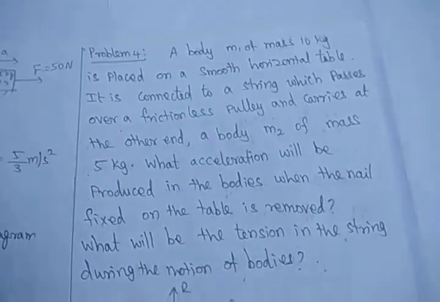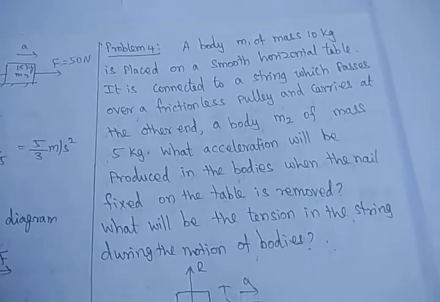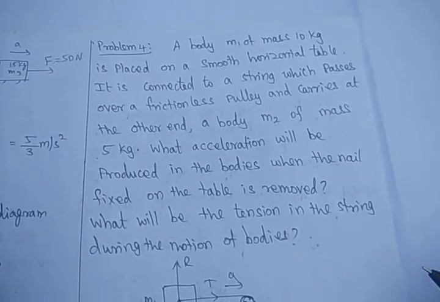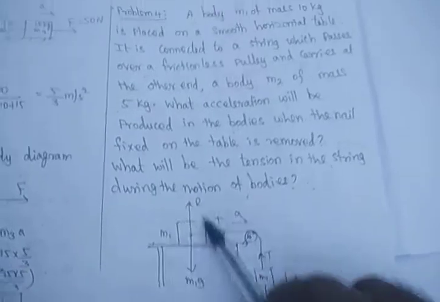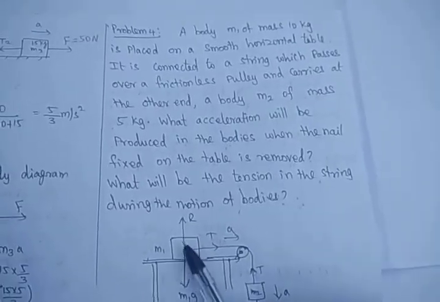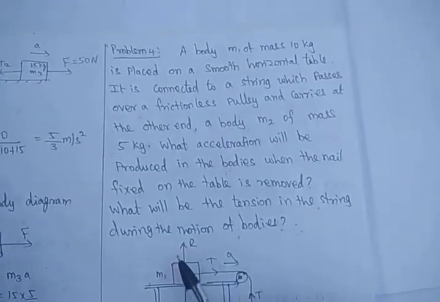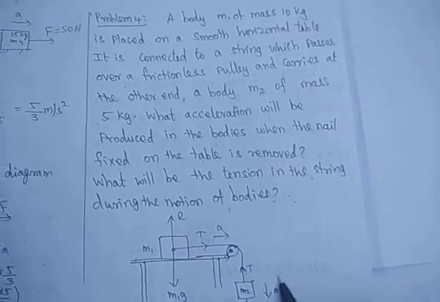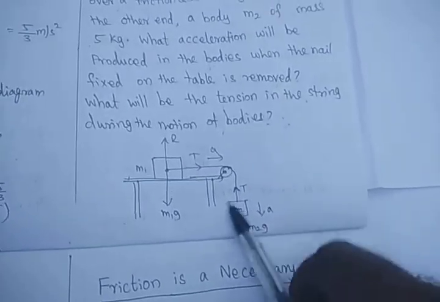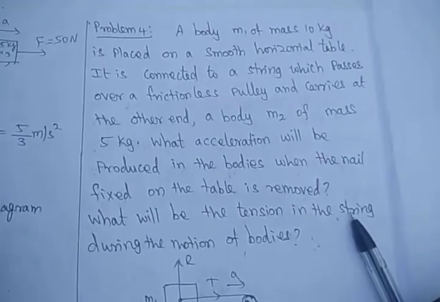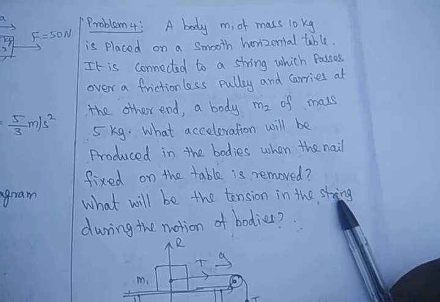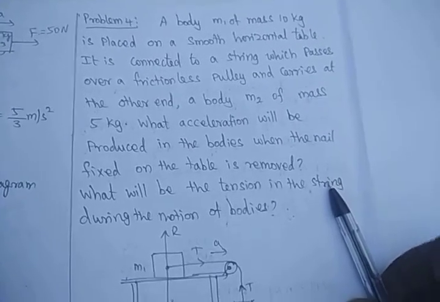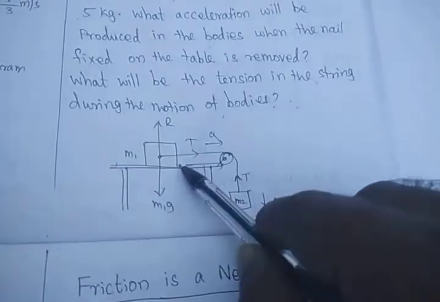a body of mass M1 of 10 kg is placed on a smooth horizontal table. It is connected to a string which passes over a frictionless pulley. So this is a pulley, and this is the mass M1 of 10 kg. A body of mass M2 of 5 kg is connected here. What acceleration will be produced in the bodies when the nail fixed on the table is removed? Here the nail is fixed.